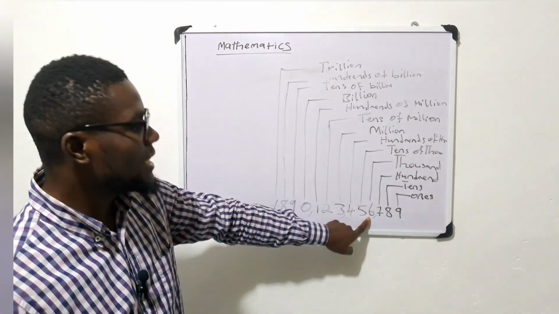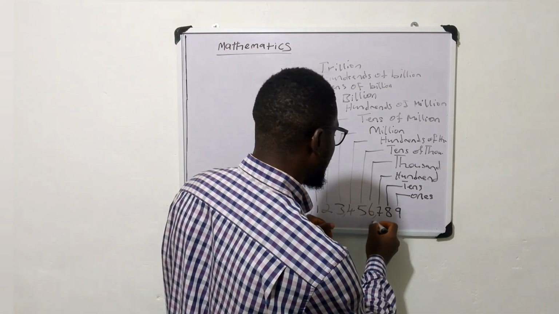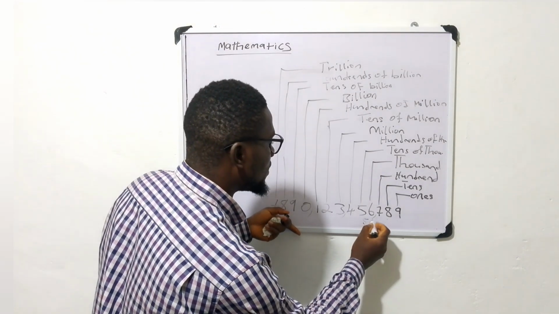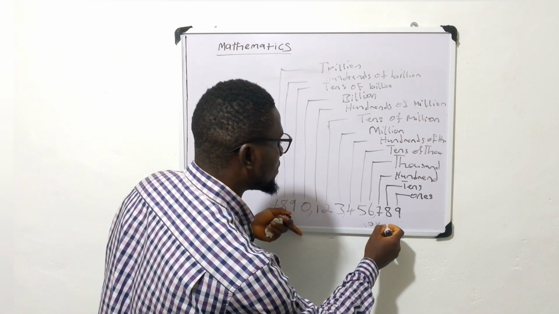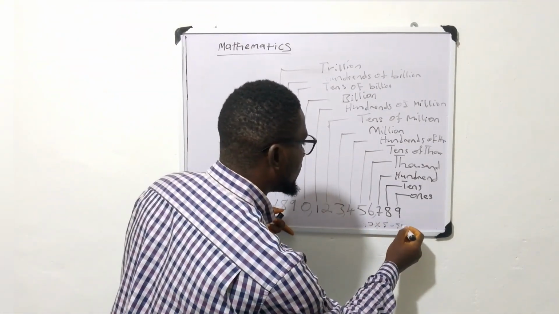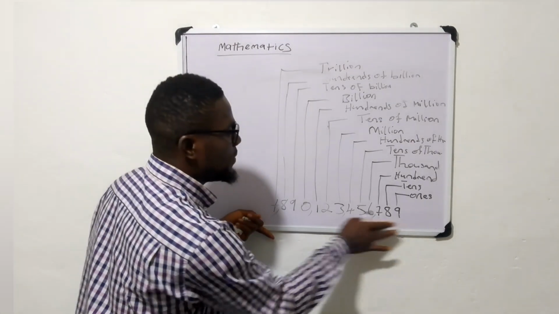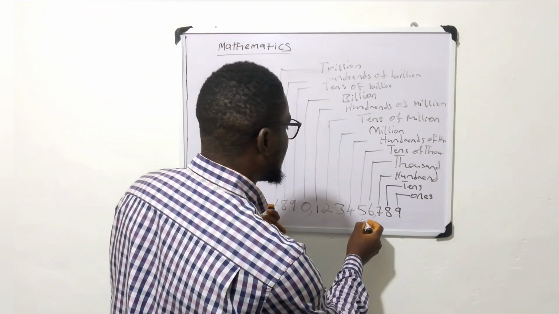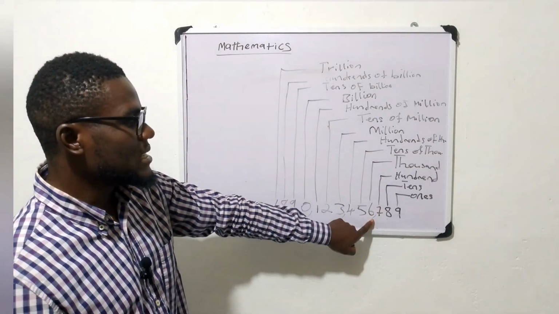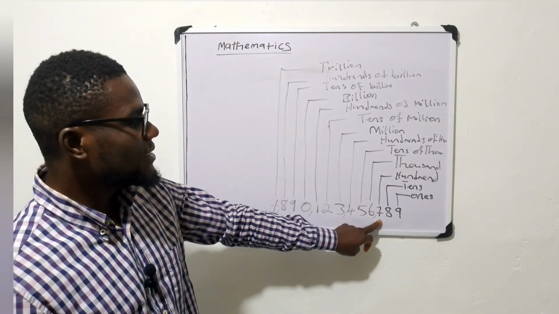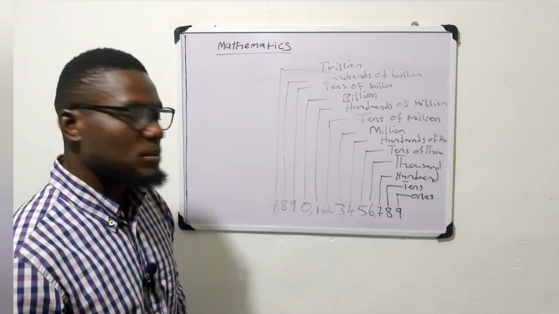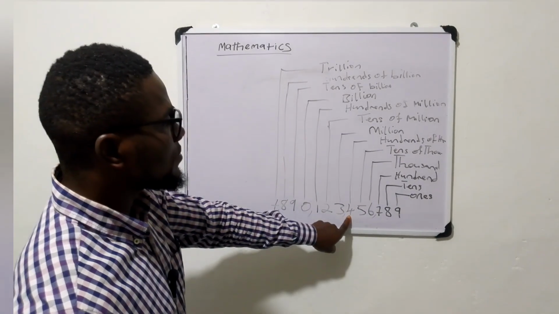Now you come to the tens of thousand. When you multiply this by 5, you have 50. So to read this, we can say we have 56,000. 56 thousand, 789. 56,789.